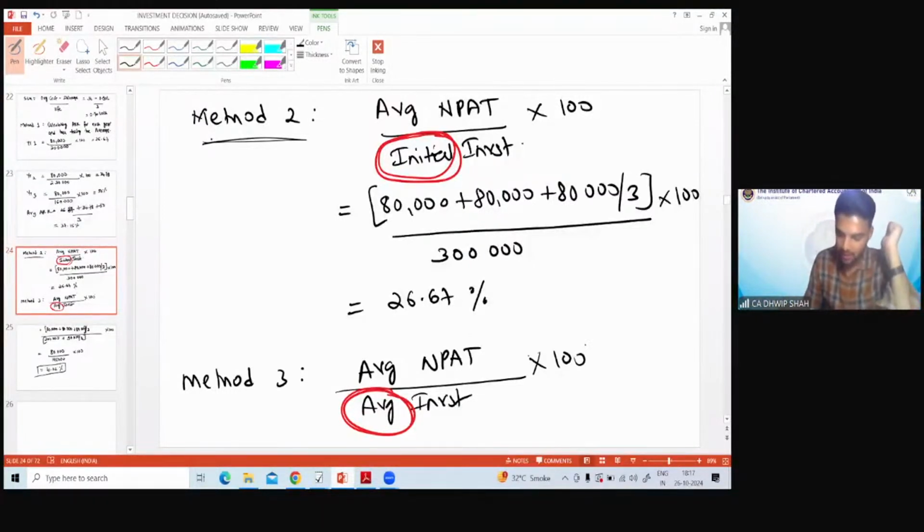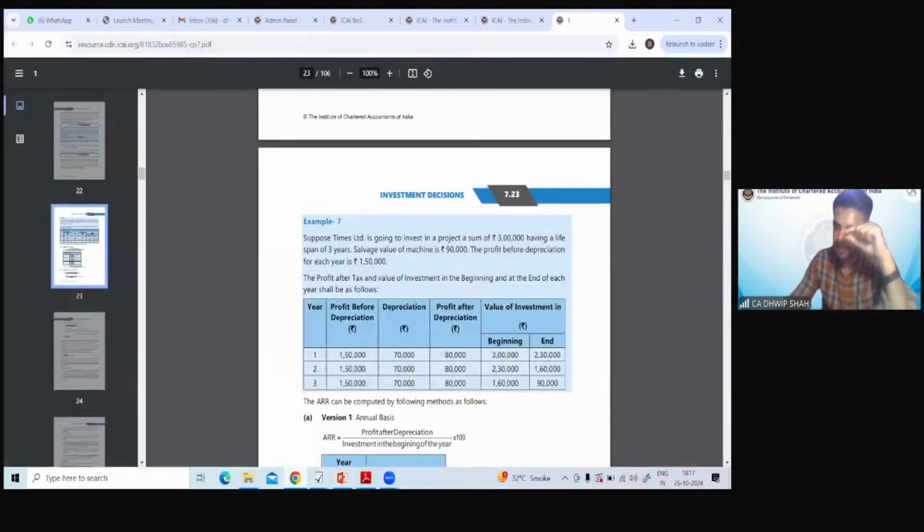I am again repeating, in this example, nothing is mentioned about taxation. So we have ignored the taxation here. But if the question specifically mentions taxation, then we need to calculate profit after tax. Okay? We need to reach the point of profit after tax and not net profit before tax. हमें profit after tax तक पहुंचना है.